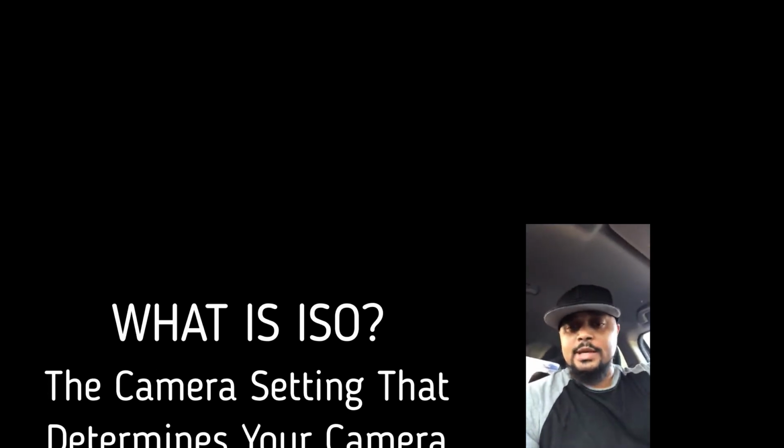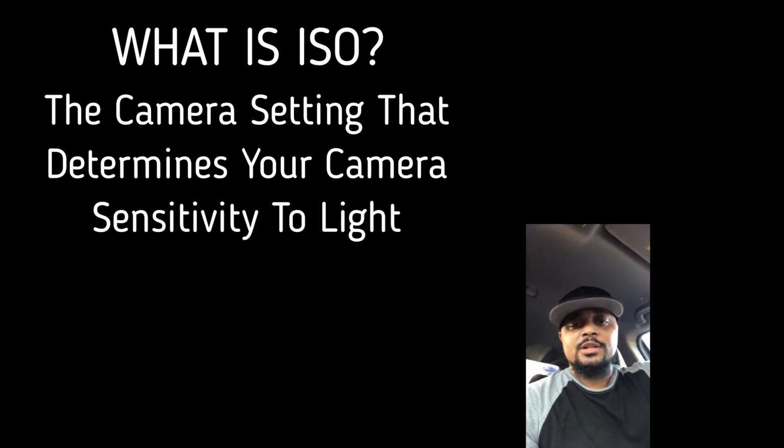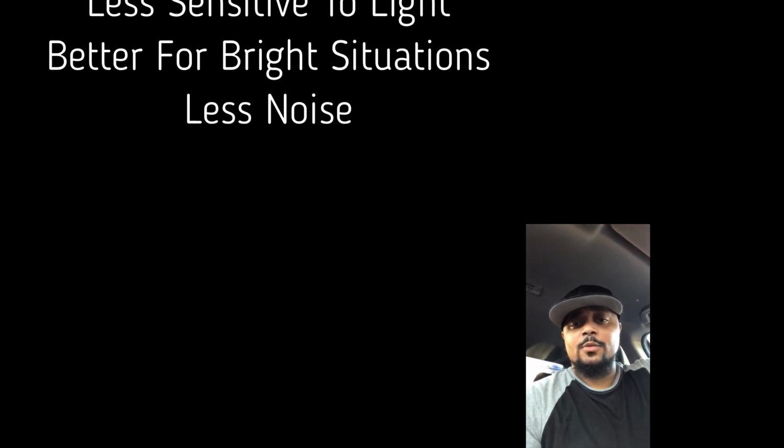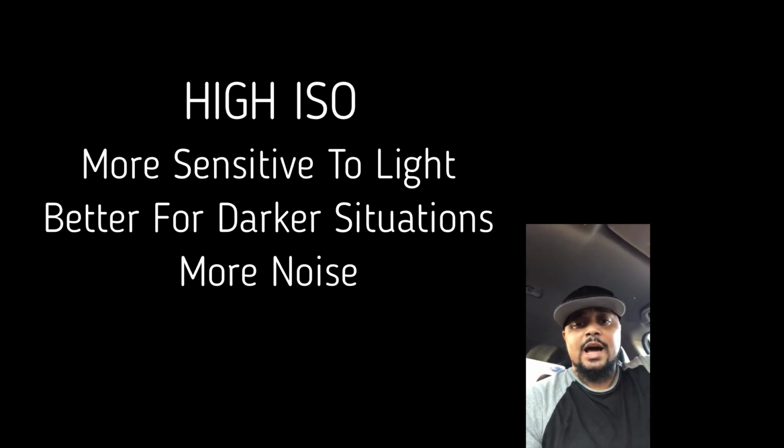Okay, so quick recap. ISO pretty much is the camera's sensitivity to light. A low ISO is better when you're in bright, sunny daylight, and a high ISO is better when you're in the dark with no flash and you need extra light. So that's pretty much ISO. How much light do you want and how sensitive do you want your camera to be to that light?